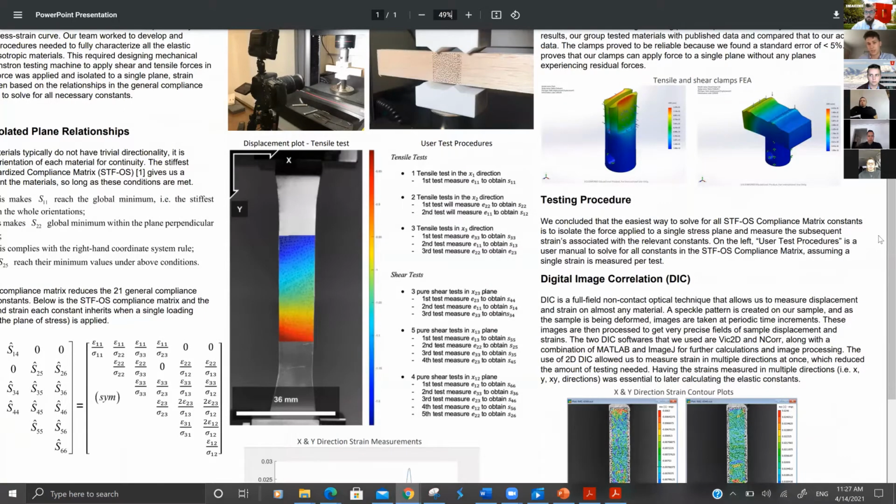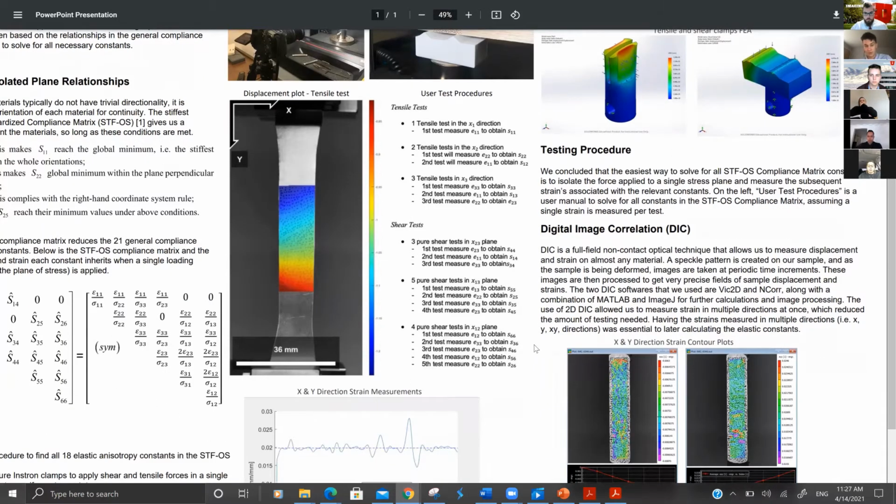And now we're going to look at testing procedures. On the left-hand side, the user test procedures are a complete user manual for anybody wanting to test all 18 constants in the general compliance matrix. That assumes that you can measure a single strain per test. If you can measure multiple strains, you can cut down the tests you need, but assuming that you can only measure one, you have to do all those tests to find every single constant. And that only holds if you can isolate a single loading plane, and that also is in the STFOS compliance matrix as well.